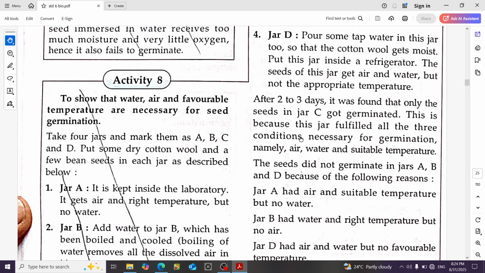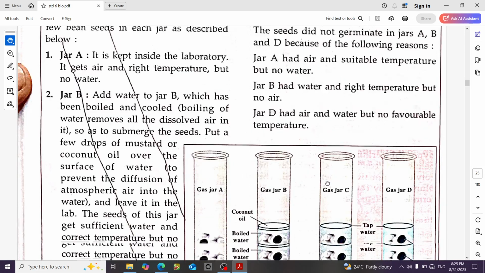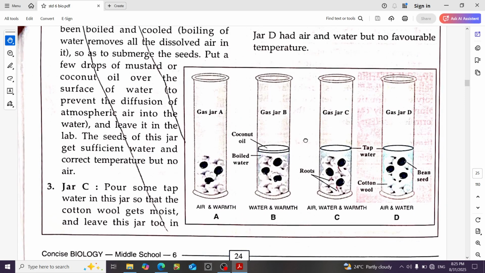Some more activities. You can see they have done it in jars. So jars A, B, C, D. Look at A. There is air and warmth. In B, there is water and warmth. In C, there is air, water, and warmth. And in D, there is only air and water. So cotton wool is used. The roots are growing. You can see the changes.